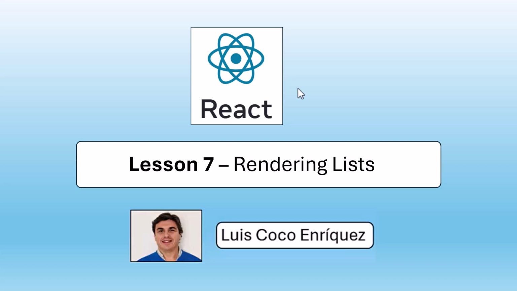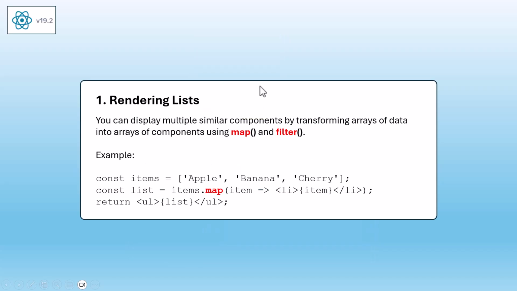Lesson 7: Rendering Lists. You will often want to display multiple similar components from a collection of data. You can use the JavaScript array methods to manipulate an array of data. On this page, you'll use filter and map with React to filter and transform your array of data into an array of components. 1. Introduction.